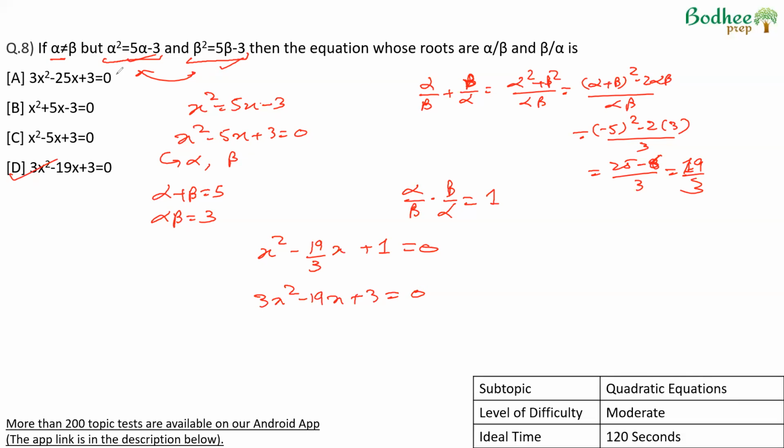The first part might take time to comprehend, that is, how to get alpha plus beta and alpha beta. But the moment that happens, the question then becomes pretty simple. Because of the first part, I'm saying moderate level of difficulty, in about 2 to 2.5 minutes to solve.